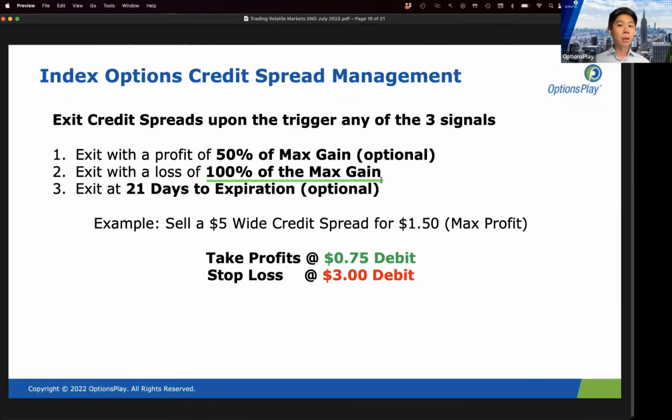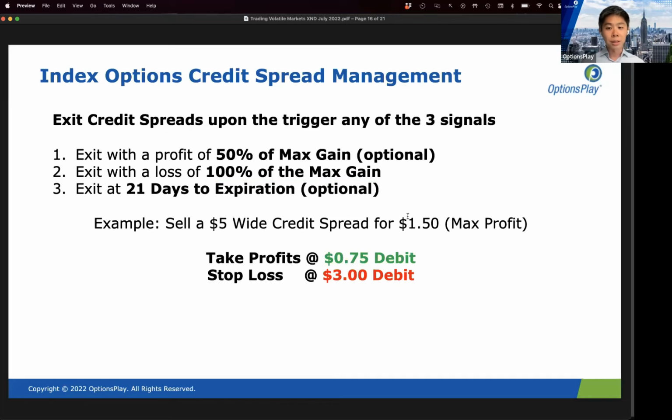If a trade's not going in your favor, don't let it keep going to a max loss, right? Once you lose 100% of the max gain, get out. The trade's clearly not working in your favor. You get out, save whatever premium you can left from it, and apply it to the next trade. There's no need for you to continue to hold on to that and potentially lose even more.